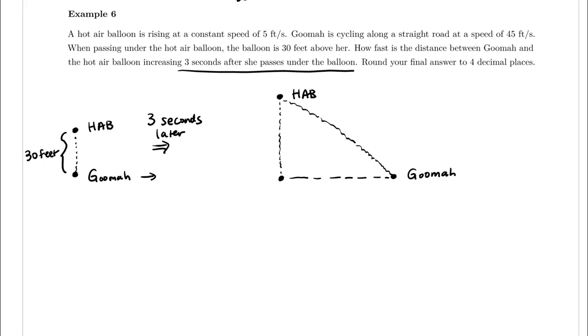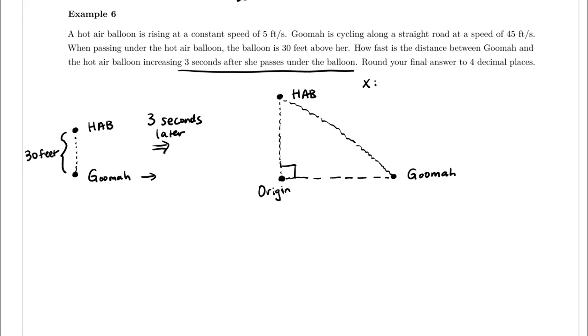And if I did a decent job of drawing this, you should be able to tell that this is a right triangle. So hopefully you can tell that. My drawing's not the greatest. All right, so now let's go ahead and define some variables. And one last thing before I start to define my variables, I'm going to call this point here where Guma passed right under the hot air balloon the origin. So it's a little bit easier when I come up with my definitions.